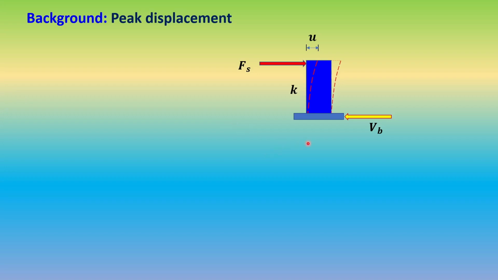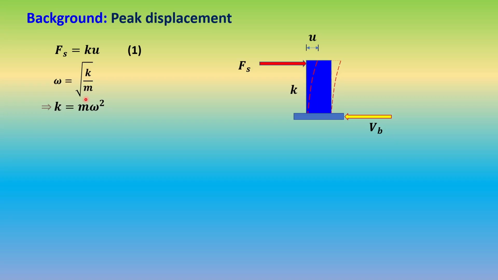So we have considered one structure, a cantilever structure, and subjected to a lateral force Fs from left. It undergoes a displacement U and it has a stiffness K. Now for equilibrium there is a force acting from the right hand side at the base, and this we are calling as base shear. Base shear and Fs will be equal. So we have already seen Fs equal to K into U, and we know omega equal to K by M under root, the frequency of the vibrating system. So this gives K equal to M omega square.